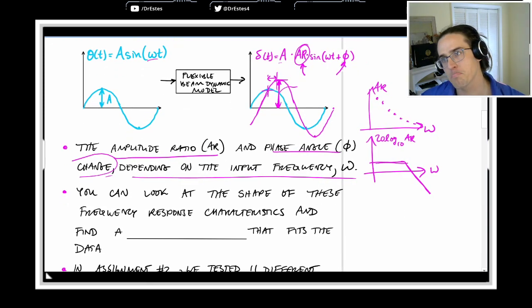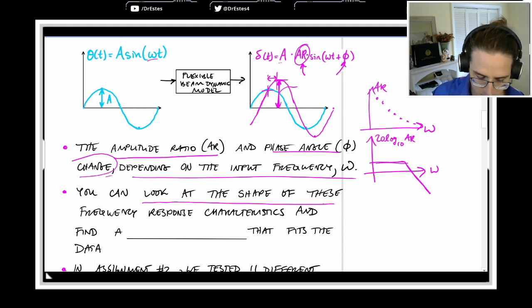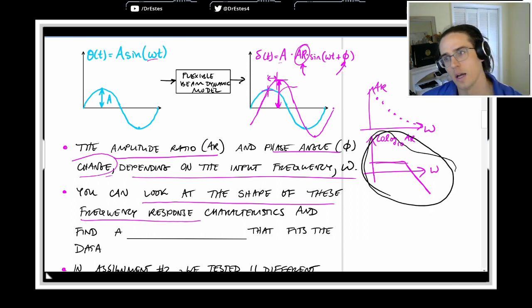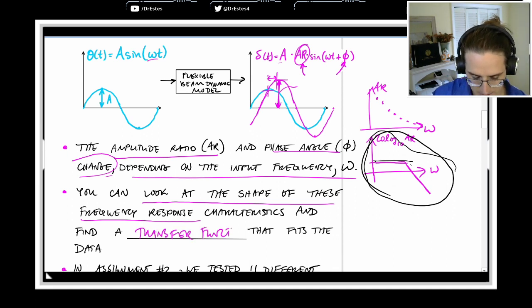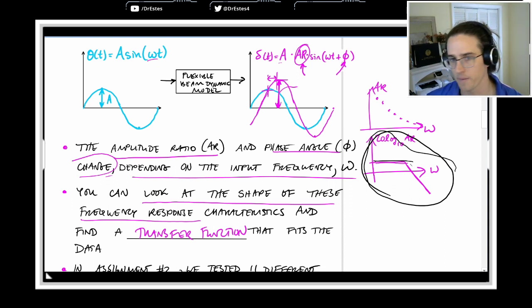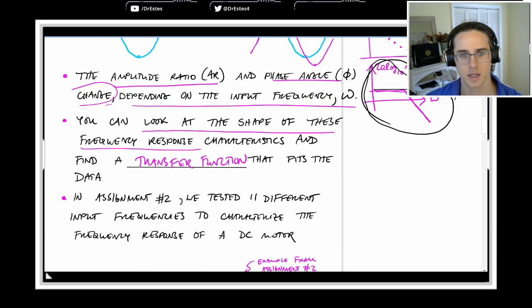So how do we get a model? You can look at the shape of the frequency response. So like for the DC motor, I'm looking at this shape. And you know that each unique shape can be fit with a different style of transfer function. So for this shape, I'm going to find a transfer function that behaves in that similar way, and then I'm just going to fine tune the parameters until it fits the data pretty well. So I have an example here, like we're talking about assignment 2.